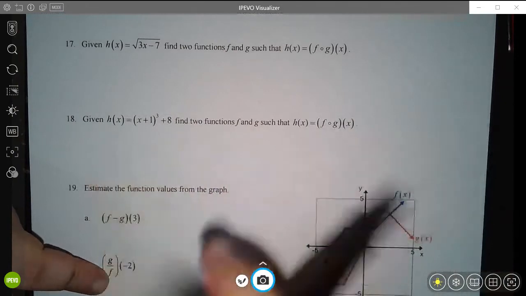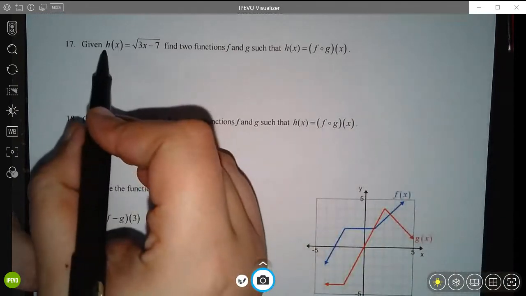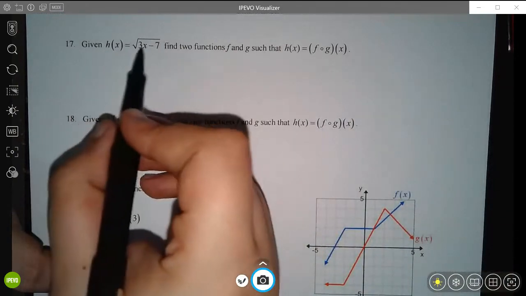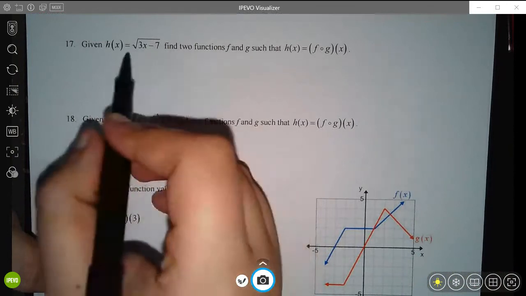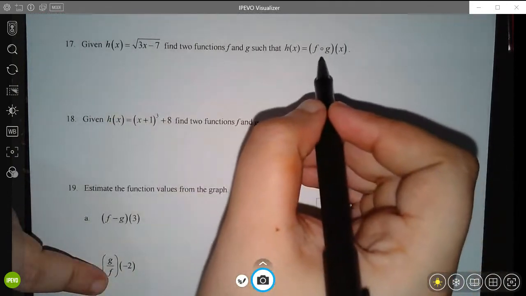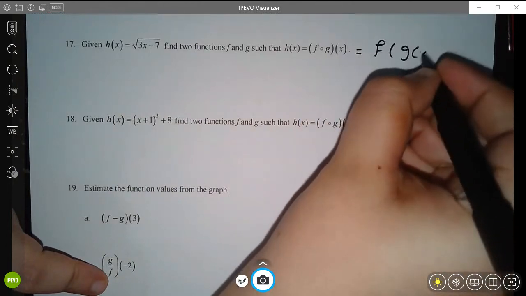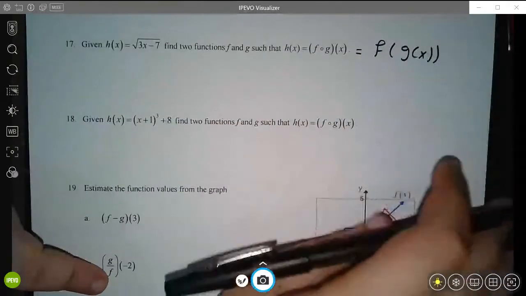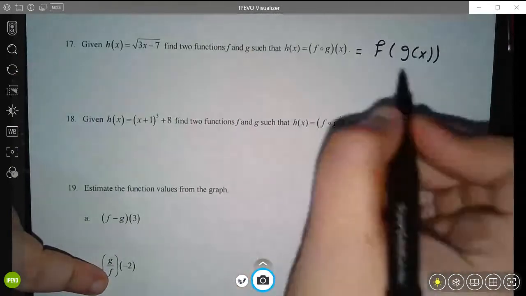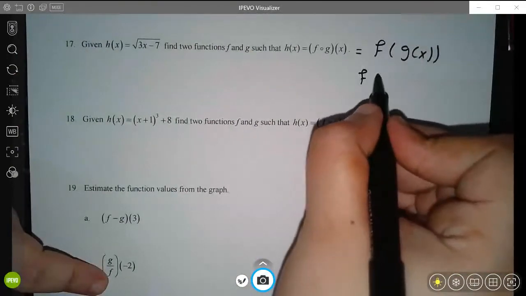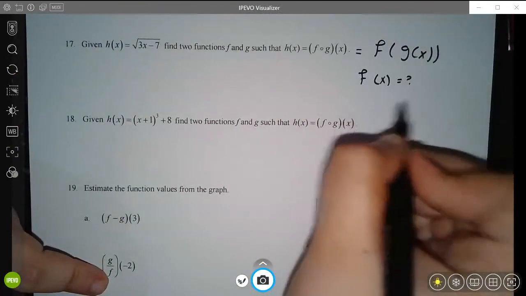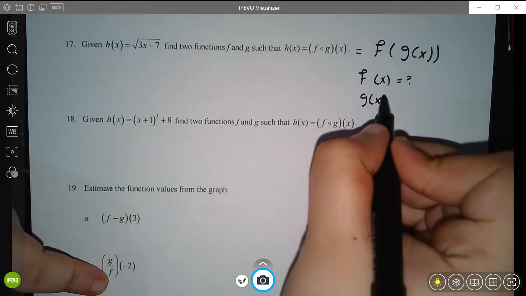I'll let you think about that for a minute. Now remember, I'm saying h of x is the root of 3x minus 7, and this right here equals the composition of f and g. So this is the same thing as g of x inside f of x. Now I'm asking you to tell me what is f of x and what is g of x.